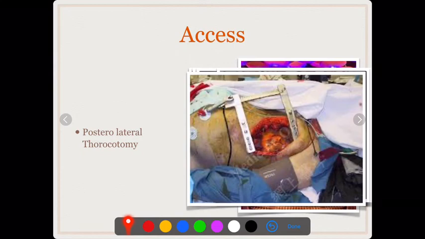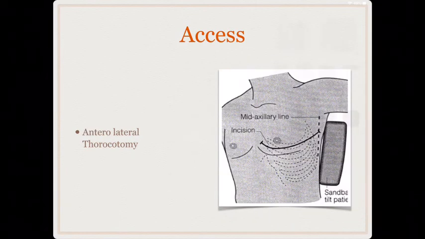So once the rib cage is entered, cut open, and then you enter the thoracic cavity, we place a self-retaining retractor like this, and we get a very good access to the structures inside the thorax. So the commonest incision that is used for access inside the thorax is the posterolateral thoracotomy.